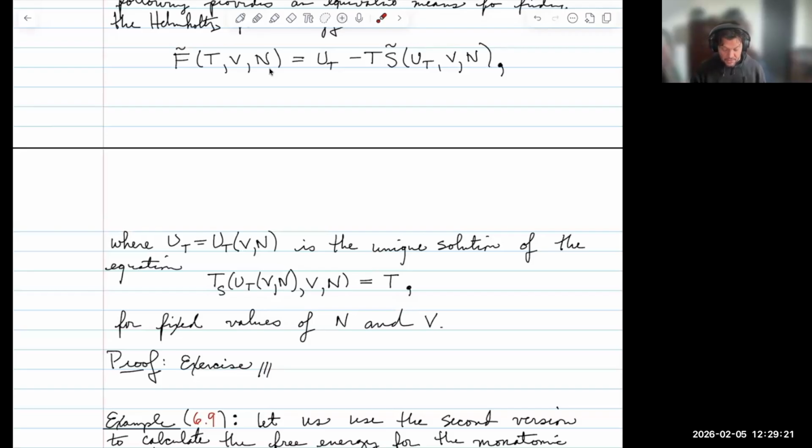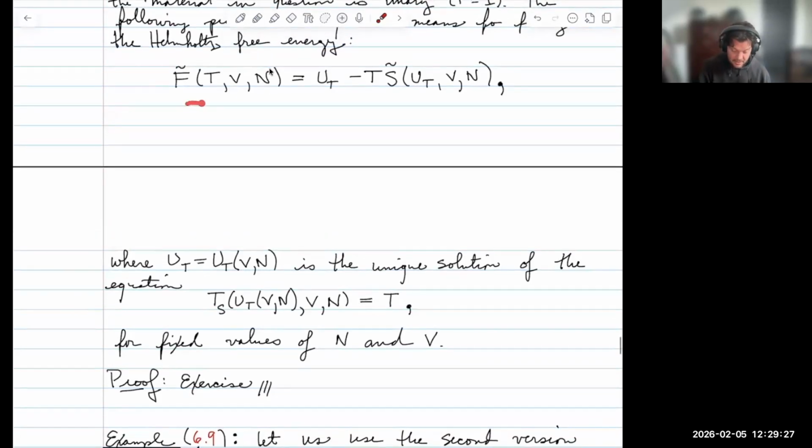Okay, so I want you guys to have a look at that and see if you can prove that we obtain this equivalent version of the definition of the Helmholtz free energy, but from the perspective of using the entropy function rather than the temperature function. See if you can prove that.